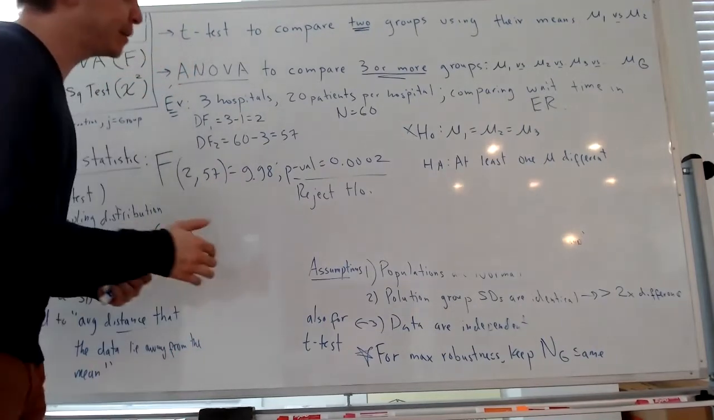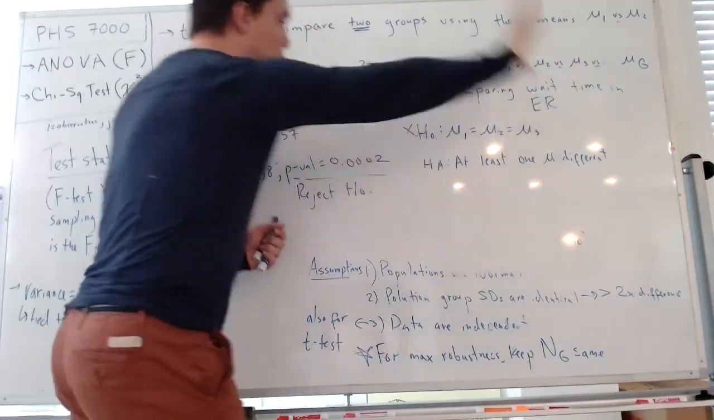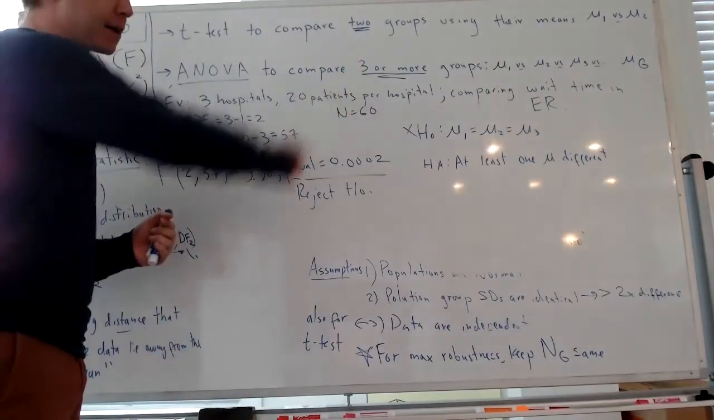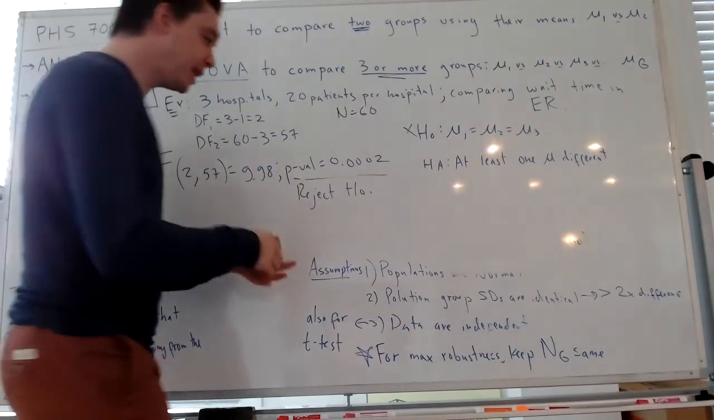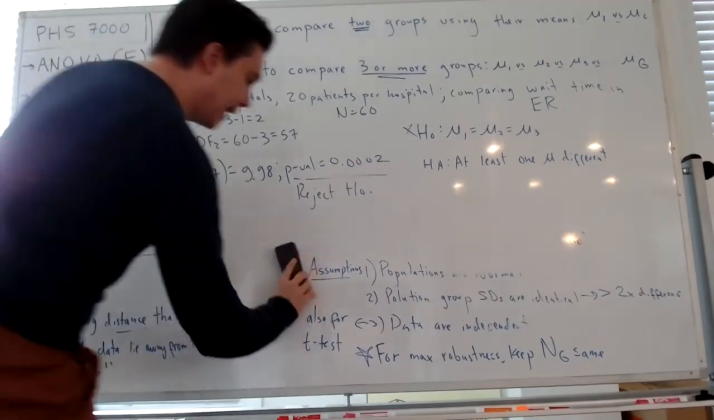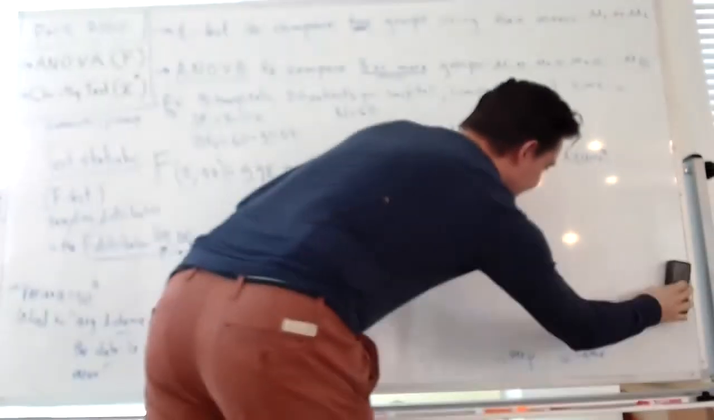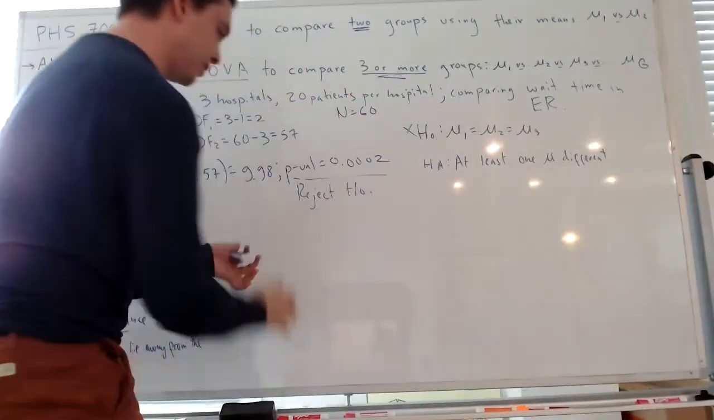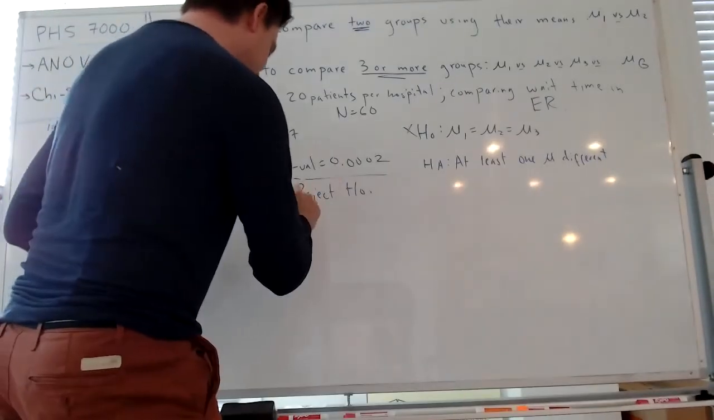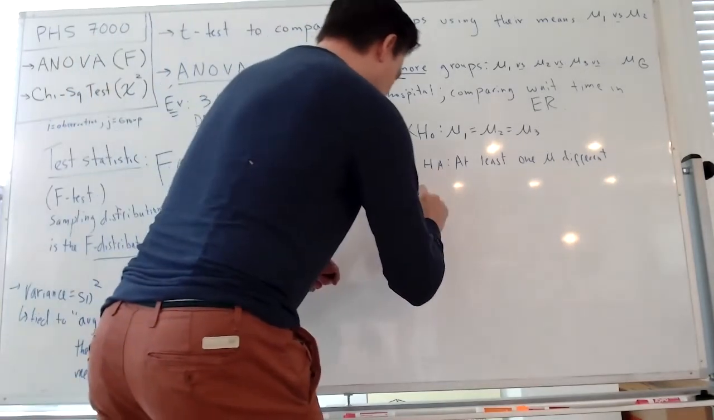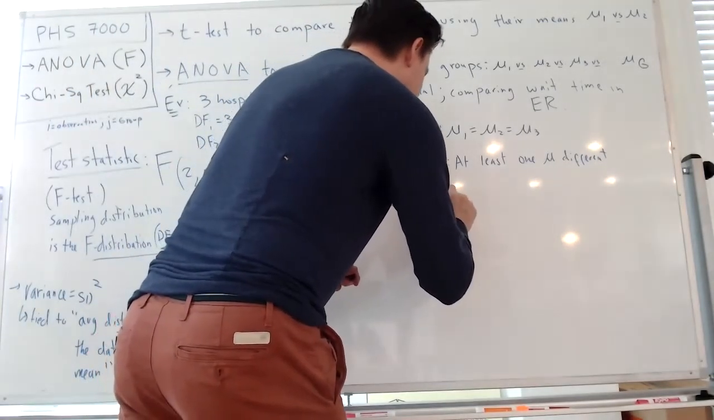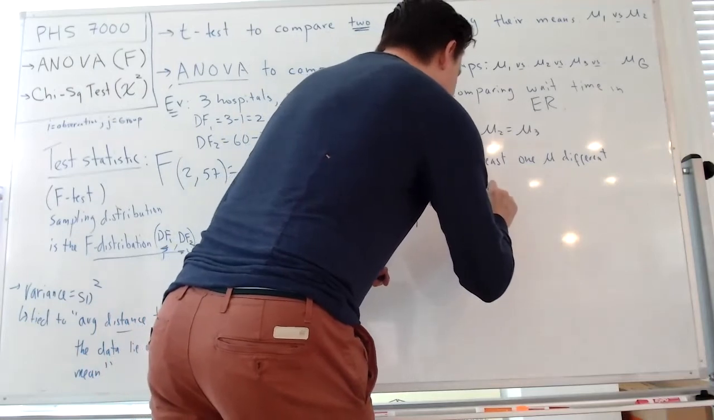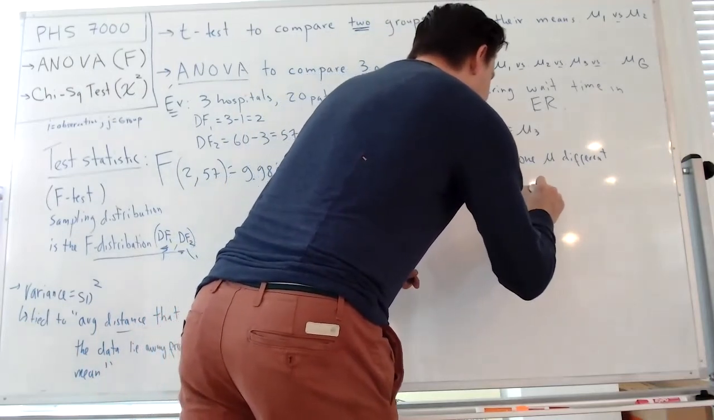The ANOVA can only tell you there's at least one meaningful difference there. But how many? See, when we reject, we almost always have to then say, okay, so I rejected the null. We need to perform pairwise mean comparison.